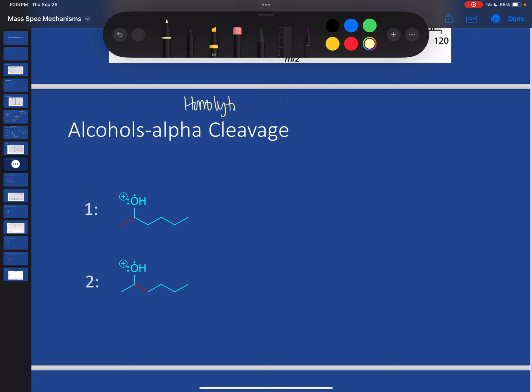Hopefully you checked out the videos on our alkyl chlorides and our ethers where we've gone through this, but the idea that we're moving one electron and using our single barbed or fishhook arrows to achieve this. The second type of cleavage for alcohols is dehydration or loss of water. So I'm going to have that in the next video for alcohols. For this one, we're just going to be looking at our alpha cleavage. Okay, so let's go ahead and get started.